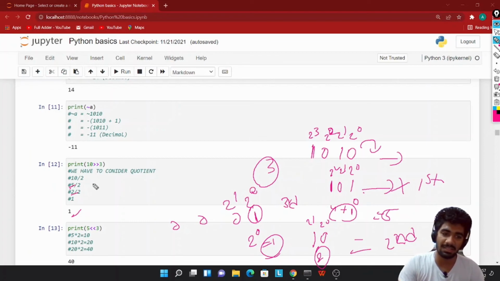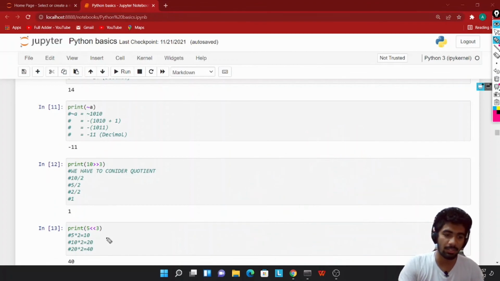But it is easy to understand in decimal, right? So keep the decimal approach in mind. So this is how we perform right shift. Left shift is quite the opposite of it. Here we try to divide, right? There we try to multiply.